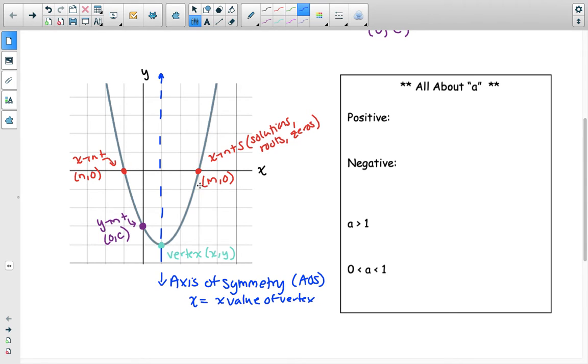So in this case, it would be x equals 1 because our vertex is at 1, negative 4. So our axis of symmetry is x equals 1. Now, because we have symmetry, we can see that the x-intercepts, I'm going to draw this out real quick, are 2 spaces away from the axis of symmetry, 2 spaces away. So you can see that these are symmetrical.